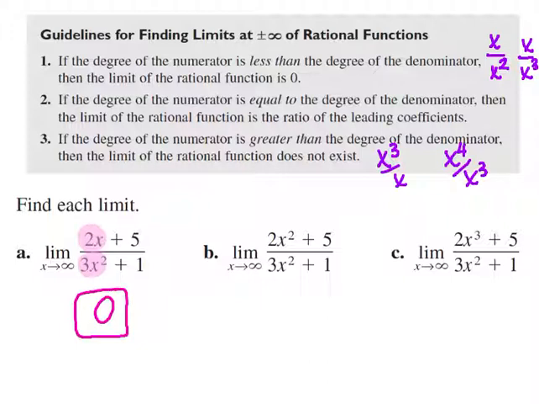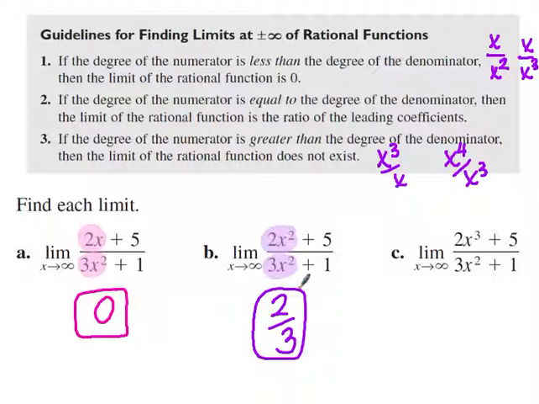So let's look at the next one. Once again, we're only looking at highest powers. You notice that those are the same. So as a result, we're going to get rid of the x squareds and only look at the numbers. So my limit there would be 2/3.